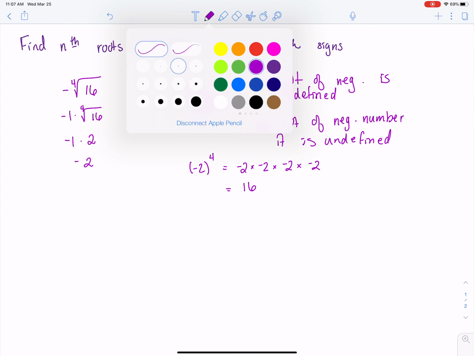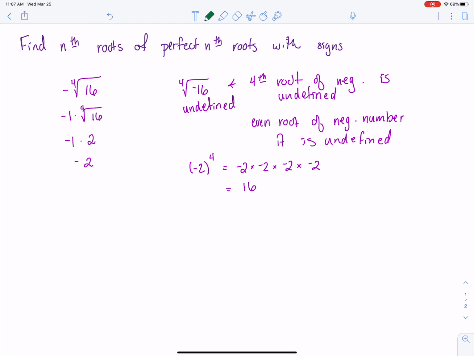Now, if we do switch this up and have the negative cube root of 27 or the cube root of negative 27, both of these are actually fine. This first one is the same as our one up above, that it's negative 1 times that cube root. So we get negative 1 times 3, so we get negative 3. We also get negative 3 here with our cube root of negative 27.